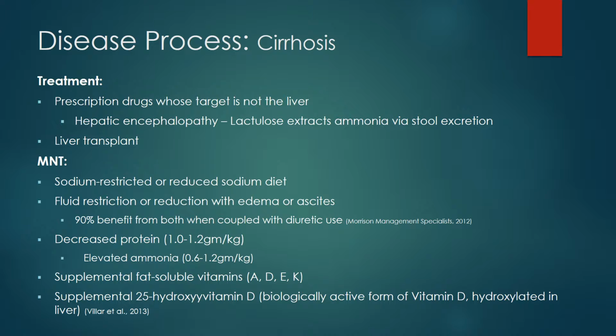Also, a decrease in protein, and this has to do with various stages, how bad it is. Decreasing protein generally to 1.0 to 1.2 grams per kilogram of body weight. When someone has hepatic encephalopathy and an elevated ammonia level is present, you don't want to increase protein more and produce more ammonia. So the reduction there exists, and I guess it's a clinical judgment, but between 0.6 and 1.2 grams per kilogram if ammonia is an issue.